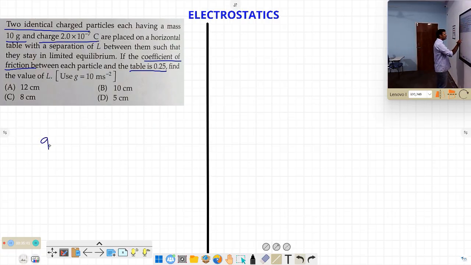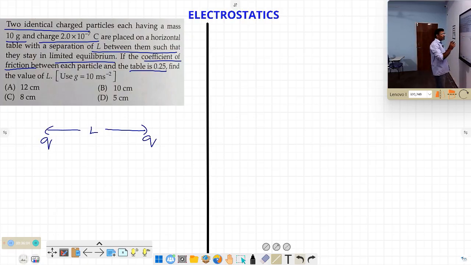So I'm taking one charge here, a second charge here, and both are separated by a distance of L. I'm saying here it is on the table. So each charge value is given as 2 into 10 power minus 7. Each mass is also given. L is the distance between them such that they are in limited equilibrium. They are repelling each other.